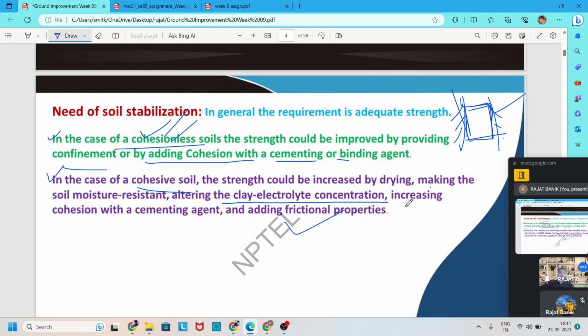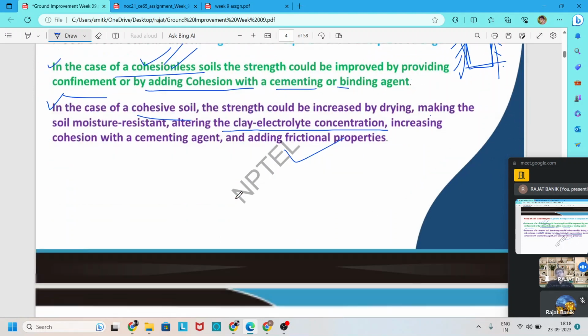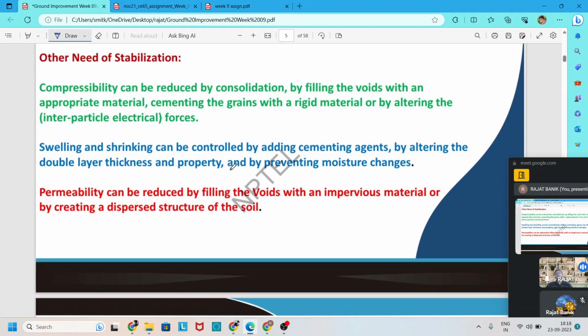electrolyte concentration. We know that clay minerals are very sensitive to swelling and shrinkage. So if we alter the concentration of the clay mineral, then the swelling and shrinkage property may reduce, which is better for our construction. For this purpose we use this soil stabilization technique, or very specifically, this chemical stabilization technique. So in the next slide, we discuss other needs of the stabilization.